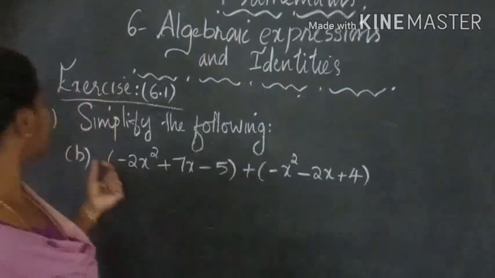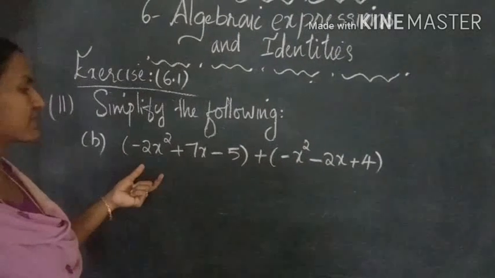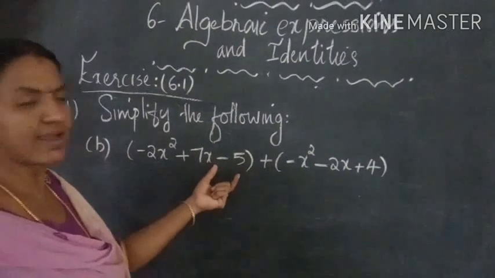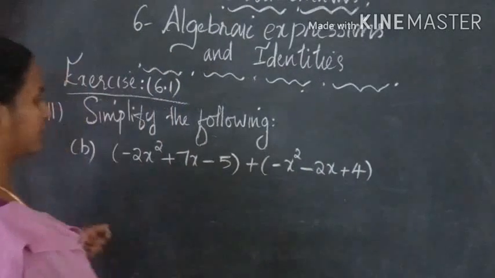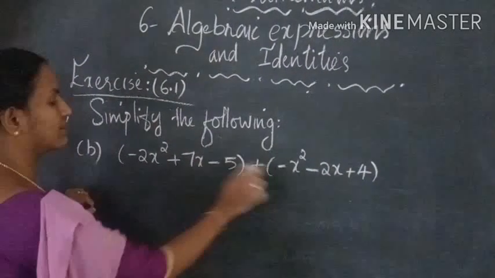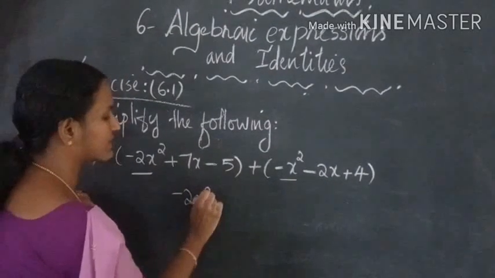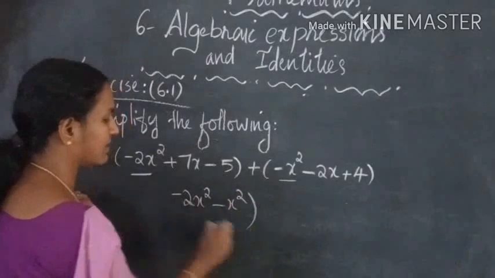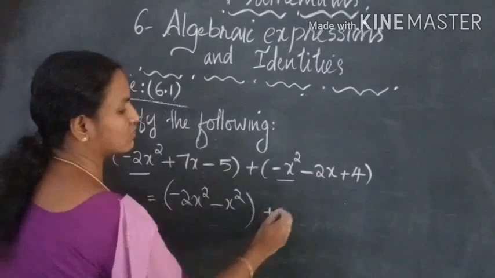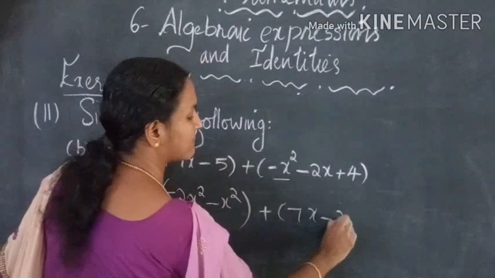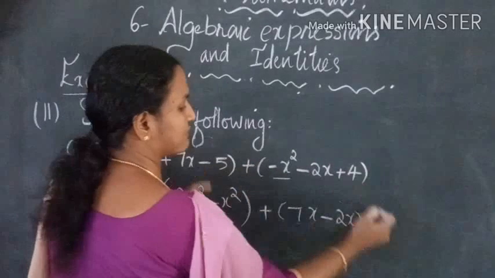Next question. Question number 11. Simplify the following. Option B. Minus 2x square plus 7x minus 5 plus minus x square minus 2x plus 4. So you have to add the like terms. Minus 2x square minus x square in one bracket, plus 7x minus 2x in second bracket, plus minus 5 plus 4.